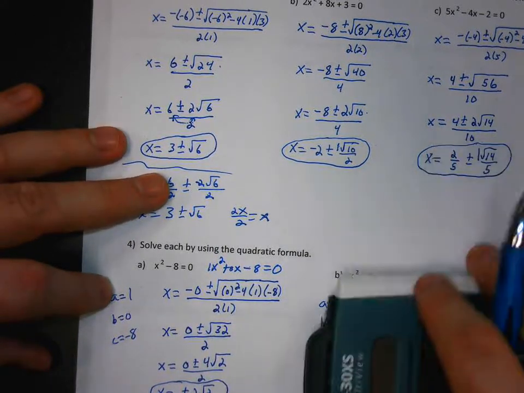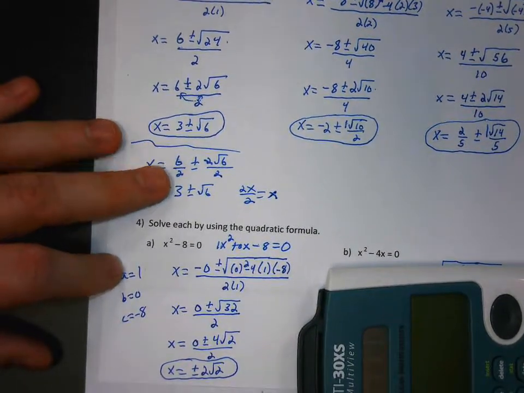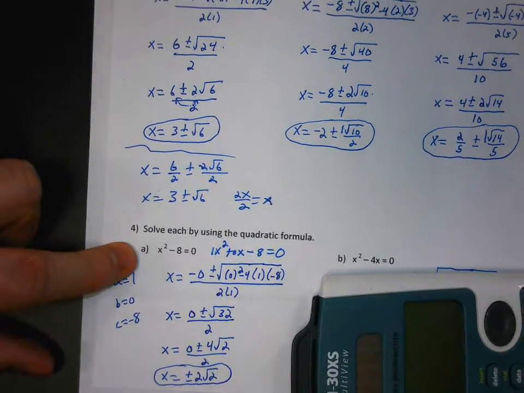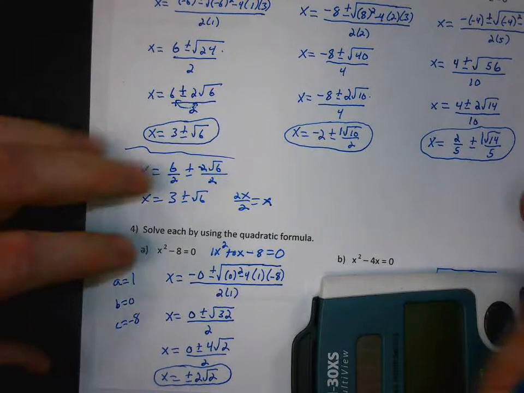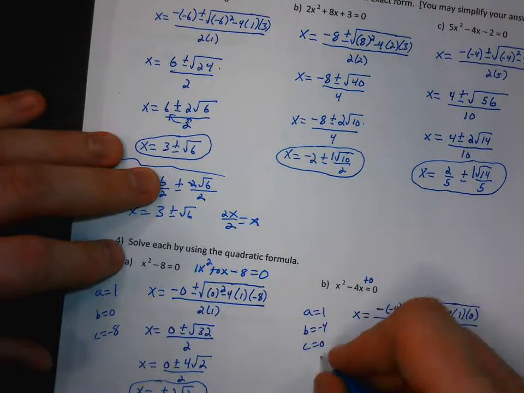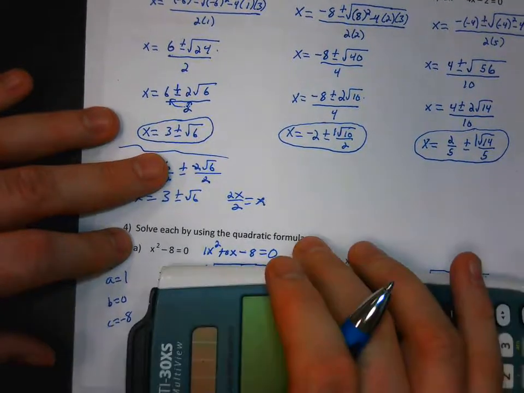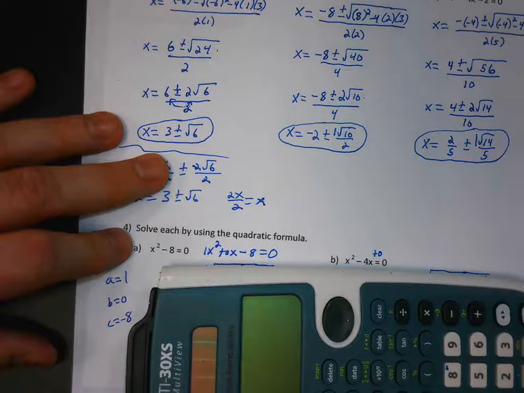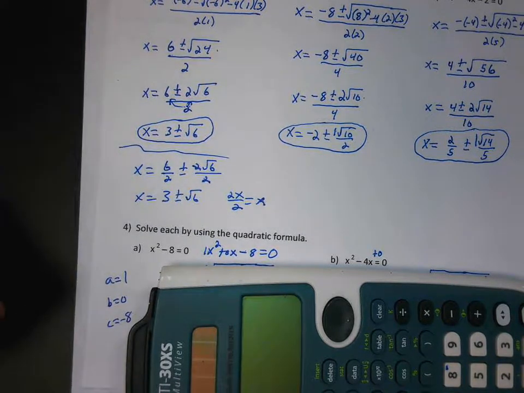So I want to look at a and b here just to show you what happens if the b value is 0. And then in the second part here, x squared minus 4x equals 0. Well, that's like a plus 0 on the end. So that tells you the c value is 0. So these are just 2 cases where the b is 0 and the c is 0, and we see what happens when we solve those. So again, take a minute and use the quadratic formula to solve those. I'll put the answers up and then make a few comments.